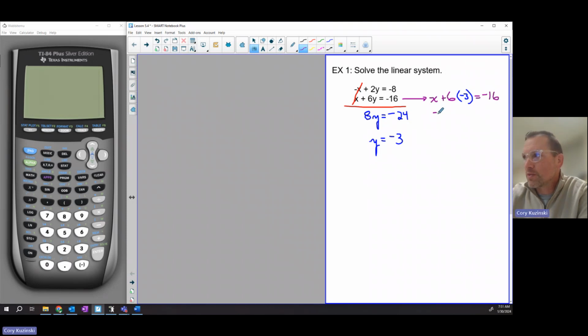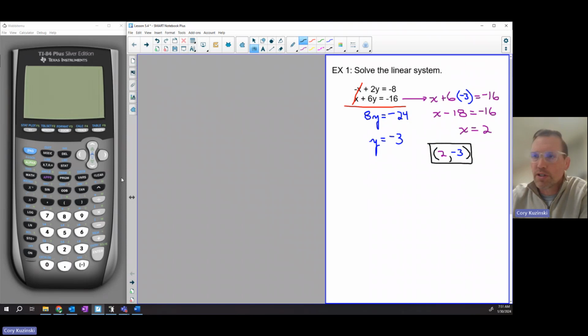So this would be x minus 18 equals negative 16 when you do 6 times negative 3. Then I'll add 18 to both sides, and I get 2. And boom, we've got our answer, which is 2 for x and negative 3 for y. Pretty simple, right? We'll do it a few more times.